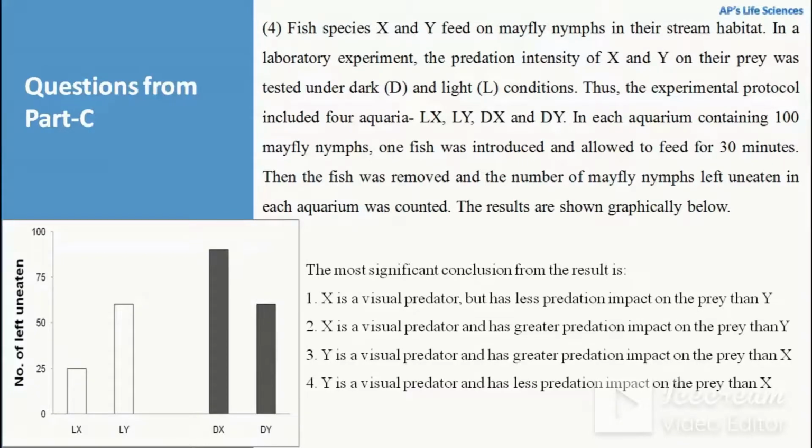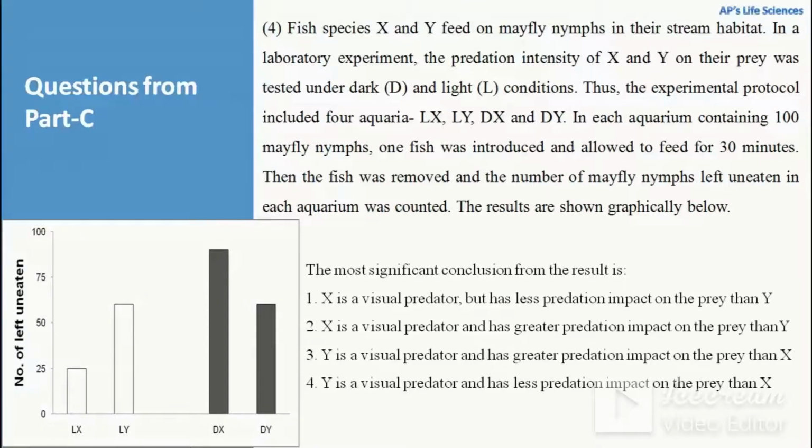In this next question, the fish species X and Y feed on mayfly nymphs in their stream habitat. In a laboratory experiment, the predation intensity of X and Y on their prey was tested under dark and light conditions. The experimental protocol included 4 aquaria, that is LX, LY, DX and DY. In each aquarium containing 100 mayfly nymphs, one fish was introduced and allowed to feed for 30 minutes. The fish was removed and the number of mayfly nymphs left uneaten in each aquarium was counted. The results are shown graphically below. We can see that there is a sharp decline in LX, whereas LY and DY stay constant and there is a sharp increase in DX.